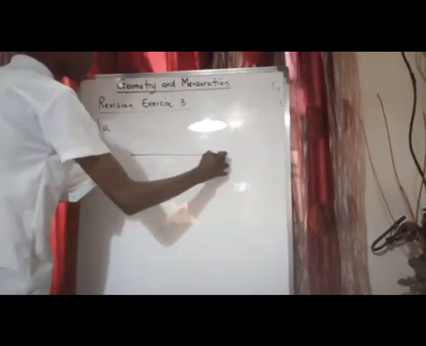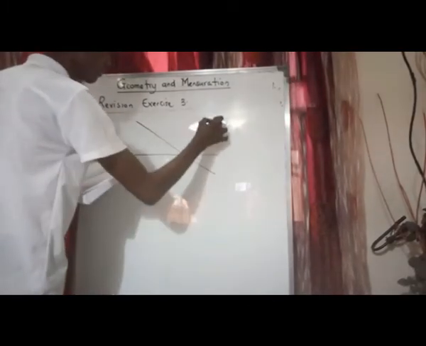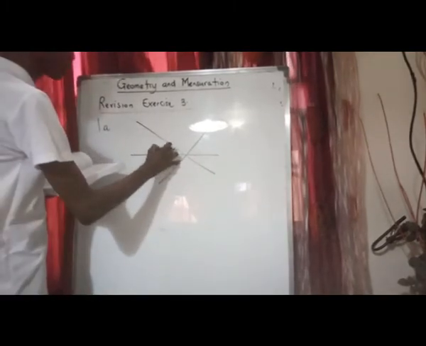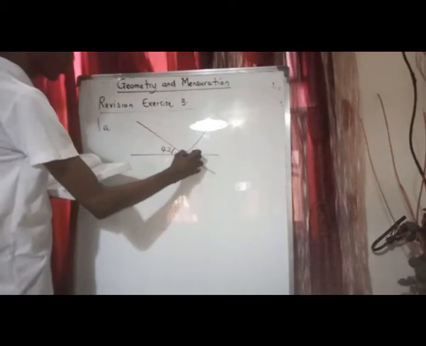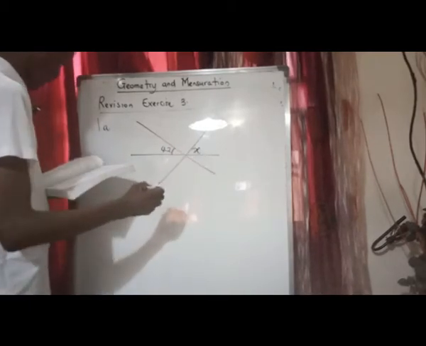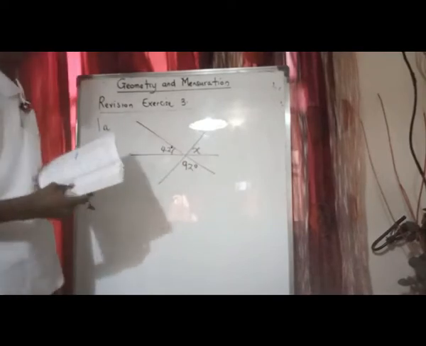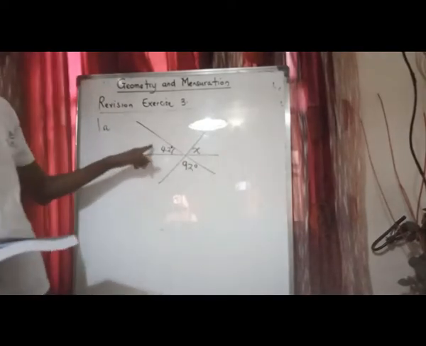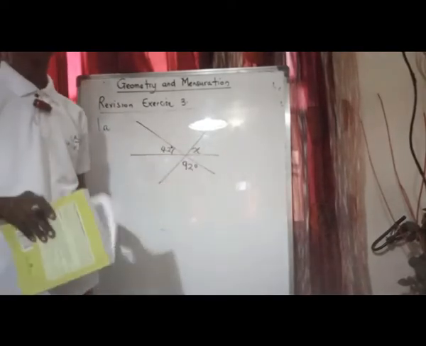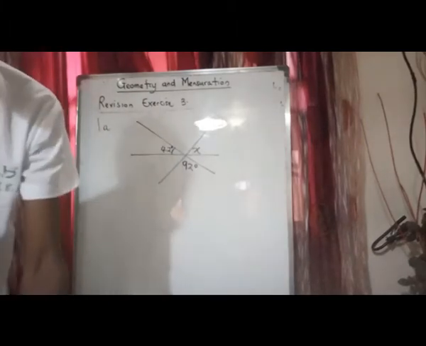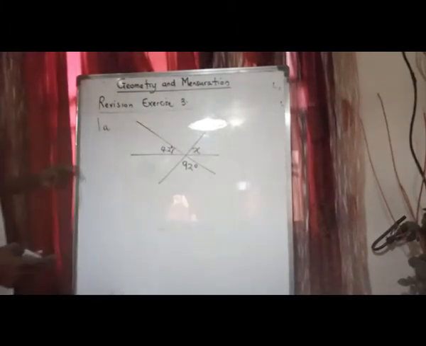Question 1a, and this is the diagram we have. We have this angle as 42. We have this angle as x. We have this angle as what? 92 degrees. So this is what we have: 42, x and 92 degrees. That's question 1a. So what do we do? Very simple.